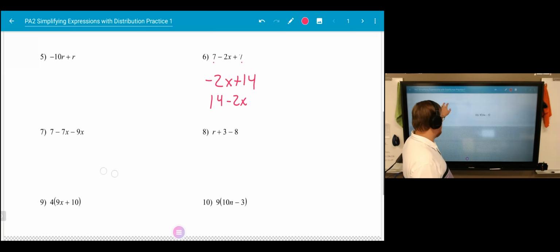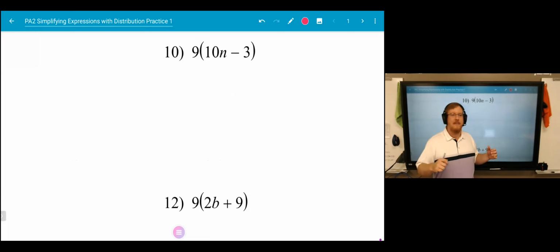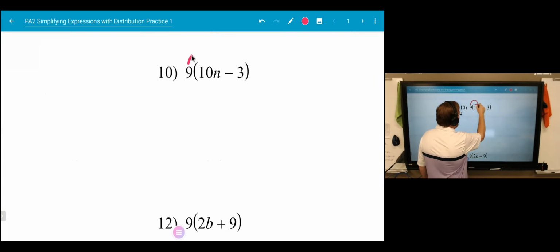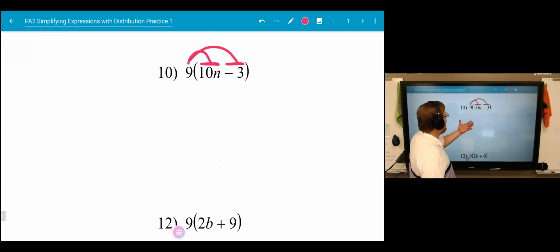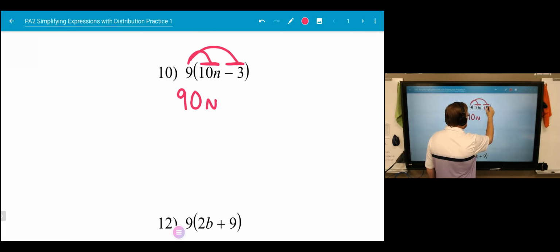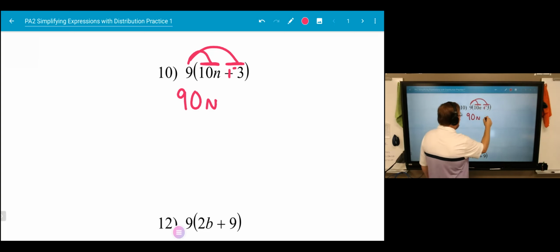Oh, now we start to get into some distribution. Let's look at number 10. So remember, when we distribute, you can use several different methods. You could do the box method, or you could do just kind of the more traditional distribution. What I'm going to do is the more traditional one right now. I'm going to take 9 and multiply it by 10n, and then also multiply it by negative 3. Well, 9 times 10n is 90n. 9 times this is essentially negative 3, because you could do plus a negative. Remember, subtraction is adding the opposite. 9 times negative 3 would be minus 27.